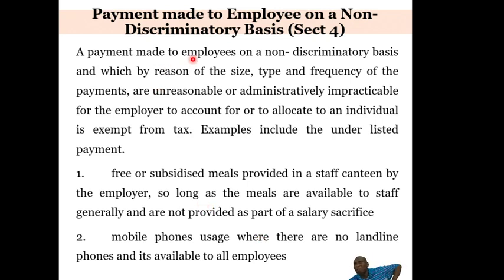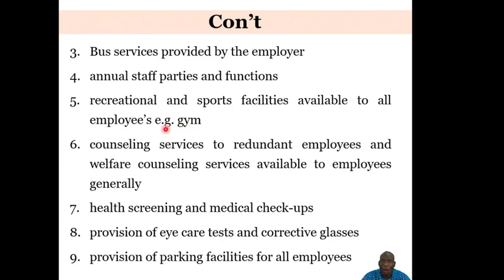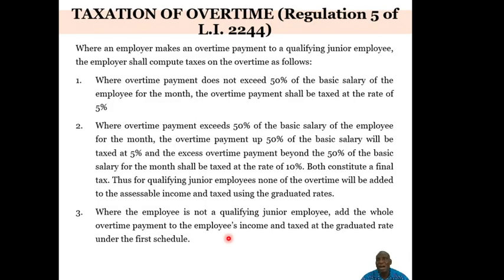They are giving you examples of payments made to employees on a non-discriminatory basis, the ones that are not supposed to be taxed. Examples are free or subsidized meals provided in a staff canteen by the employer, so long as the meals are available to staff generally and are not provided as part of salary sacrifice. Two, mobile phone usage, where there are no land phones and it's available to all employees. Three, bus services provided by the employer. Four, annual staff parties and functions. Five, recreational and sport facilities available to all employees, for example, gym. Six, counseling services to redundant employees and welfare counseling services available to employees generally. Seven, health screening and medical checkups. Eight, provision of eye care tests and corrective glasses. Nine, provision of parking facilities for all employees. All these will not be added to your income and taxed.